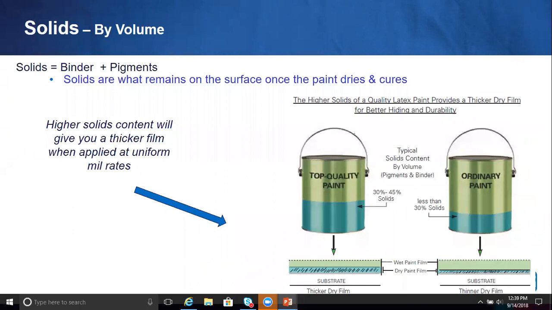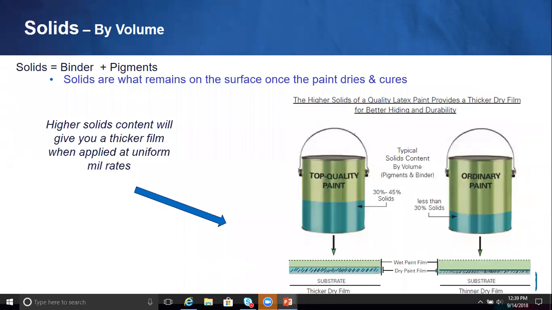So again, a higher solids content will give you a thicker film when you apply it at the same uniform mil rates. What that really means is the higher solids of a quality latex paint gives you a thicker dry film for better hiding and durability.